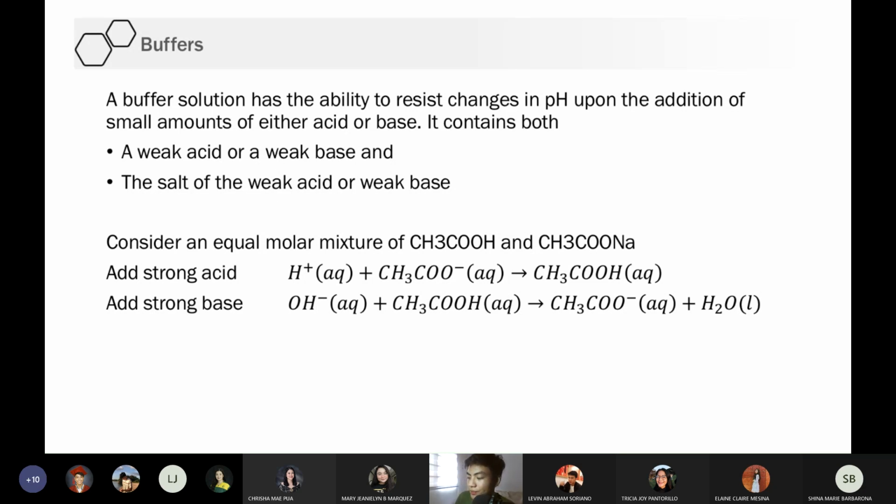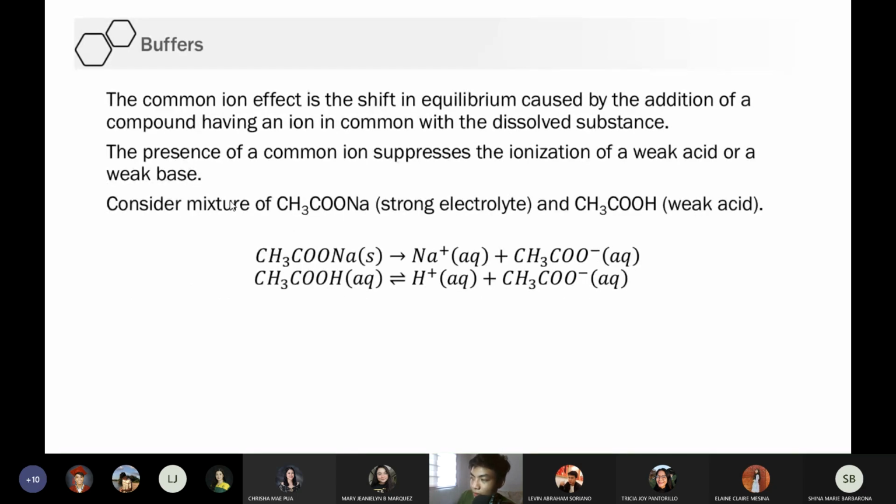Saan gawa yung buffers? Ang buffer, gawa yan sa mixture of weak acid and its salt o kaya weak base and its salt. So, ito yung isang example. We have the sodium acetate and the acetic acid. Yung acetic acid, yung weak acid natin. Sodium acetate, ito yung salt.